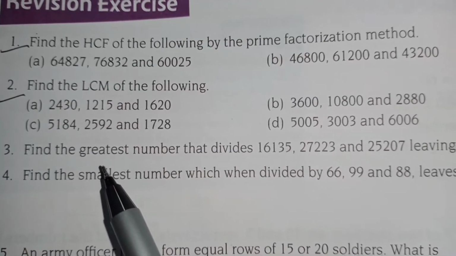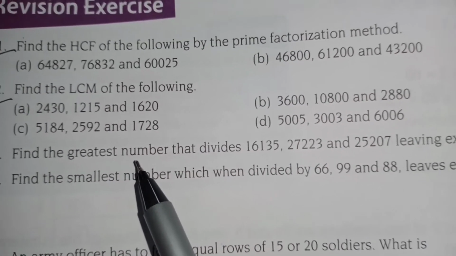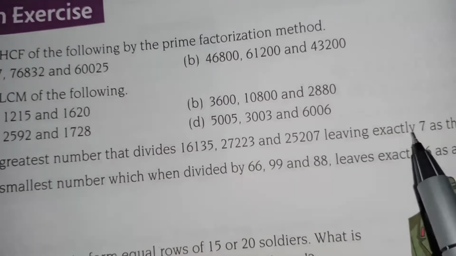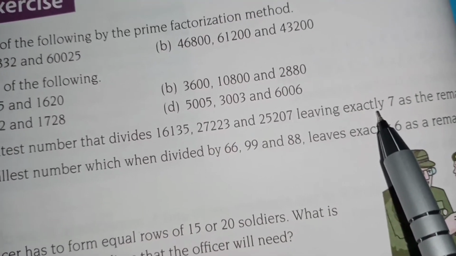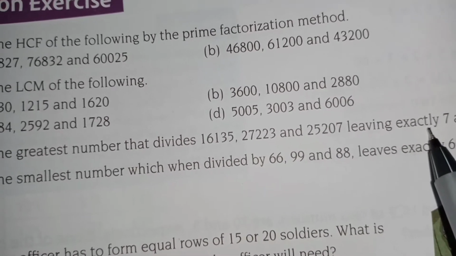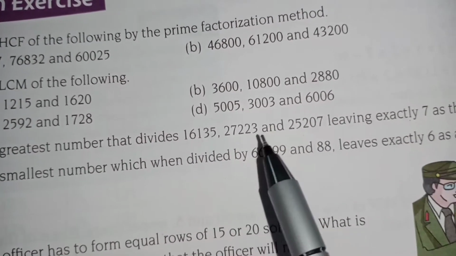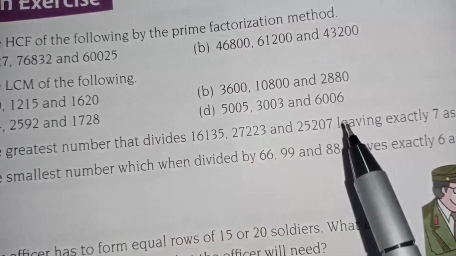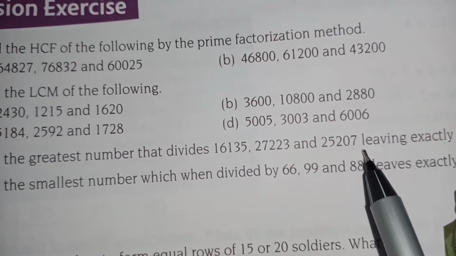Question number 3 is asking to find the greatest number, and it is leaving 7 as a remainder. So what you will do in this case, you have to find the HCF, but before finding the HCF, you will subtract 7 from each. Okay, 7 you will subtract from each, then you will find the HCF.